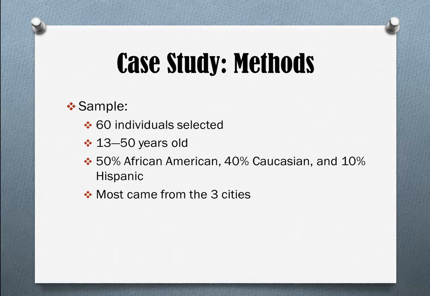Nevertheless, they were 13 to 50 years old, 50% were African American, 40% were Caucasian, and 10% were Hispanic. They didn't identify if that sample was representative of the county's more general demographic, so I can't speak to that either. But they did say that most of the individuals selected came from the 3 cities we were mentioning before.